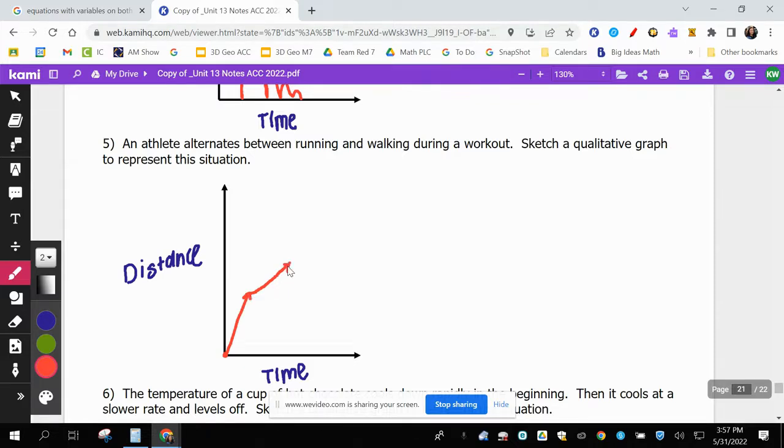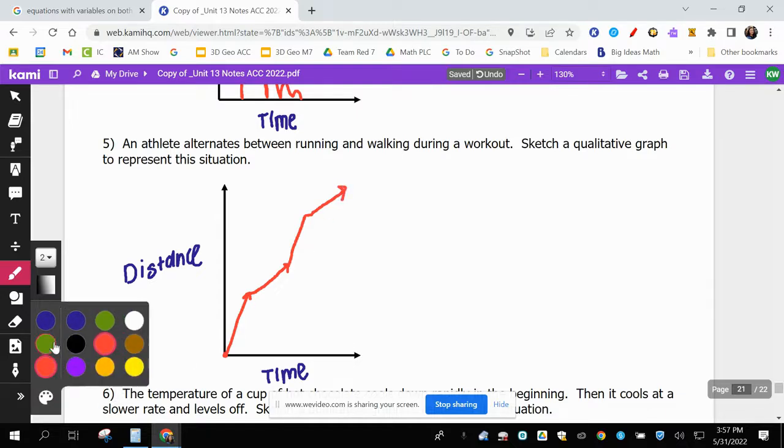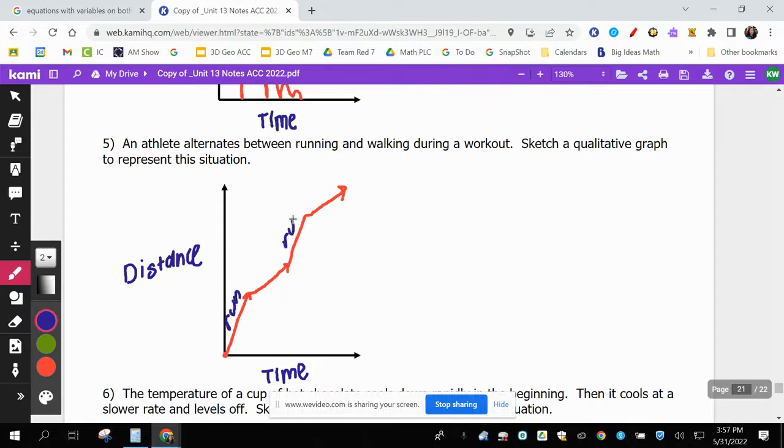Then they're going to run, which means they're still going to increase their distance, but at a more sharp, steep rate. And then they're going to walk, which is going to be a more gradual rate. So that's my qualitative graph. Every time the graph is really steep, that is representing when the athlete's going to run. And every time my graph is more gradual, that's when the athlete is walking.